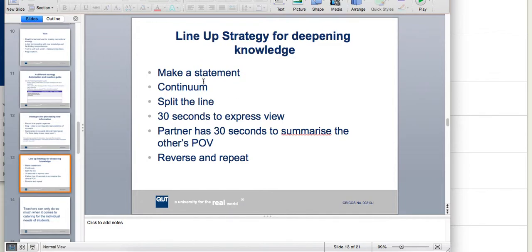So you make a statement, and then students make a physical continuum across the room. So at one end of the room, you've got, "I strongly agree with this statement," and across to the other side of the room where you strongly disagree. And you give students a statement, and they stand wherever they feel they should along that line from agree to disagree. As the teacher, you look at the midway point, you split the line, and then ask students to chat to somebody on the other side of the line and express their points of view, share why they think the way they do about that statement.